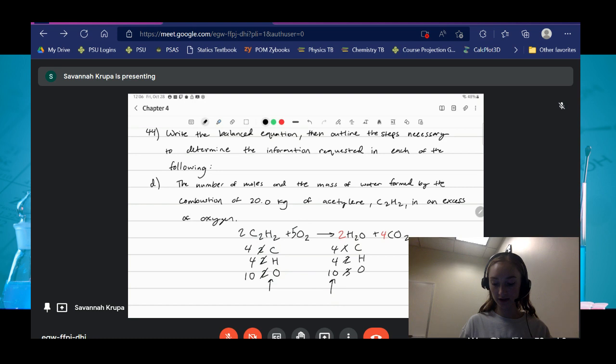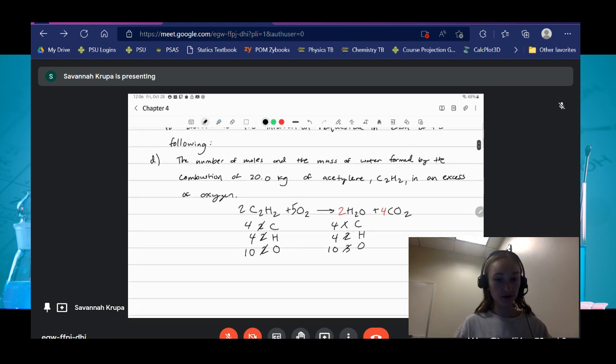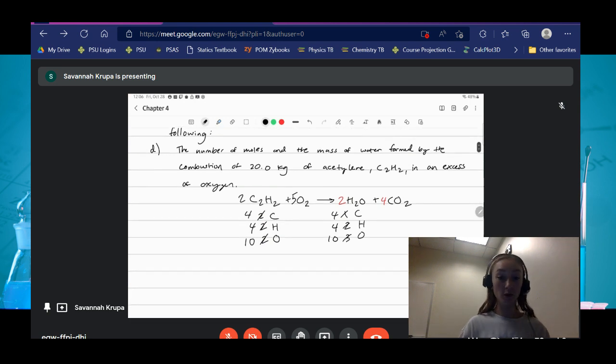So now this equation is fully balanced. We can get to answering the question now that we know the number of moles of everything in this reaction. It's asking for the number of moles and the mass of water formed by the combustion of 20 kilograms. So we're going to start with the mass because that's what we have. So we have 20 kilograms of the C2H2.